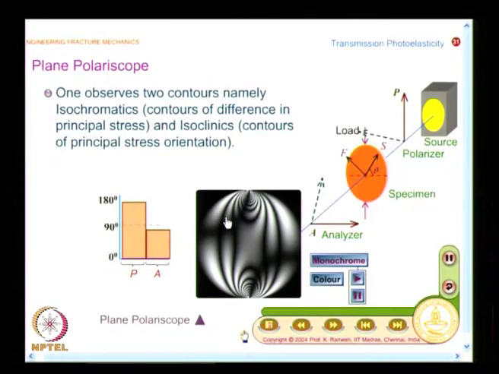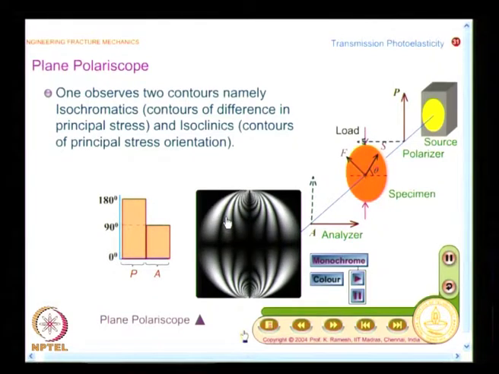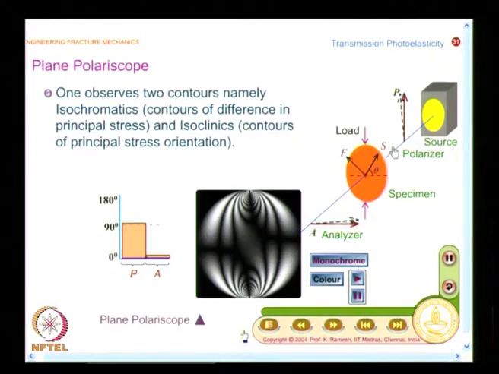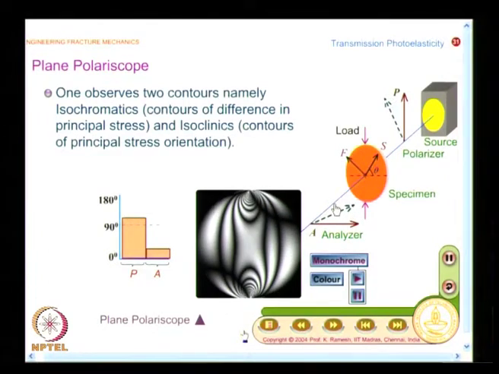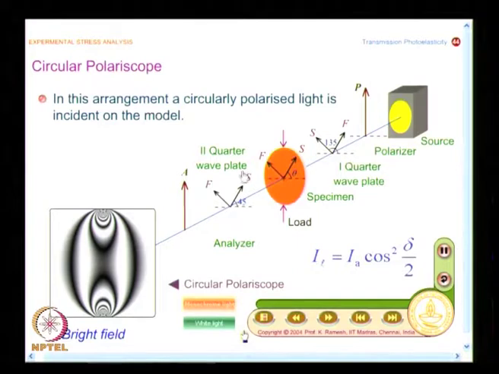So, now we look at what the circular polariscope is. In a circular polariscope, I am going to have 2 additional elements. And what is the advantage of those 2 additional elements? The 2 additional elements serve the purpose of removing the isoclinics.